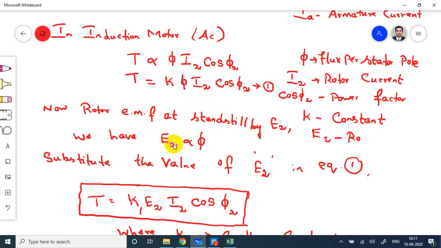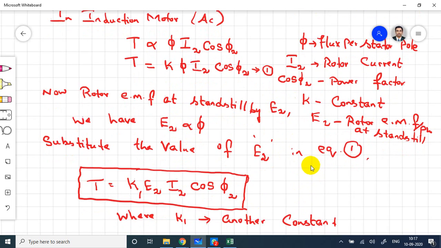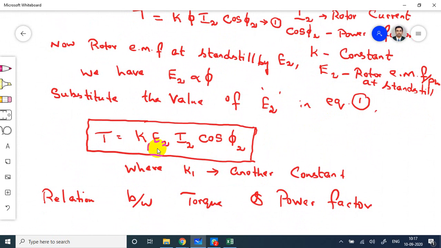E2 is rotor EMF per phase at standstill. Now substitute E2 instead of phi in equation 1. So you will get T equal to K1 into E2 I2 cos phi 2. This K1 is another constant. Call this equation the relationship between torque and power factor.